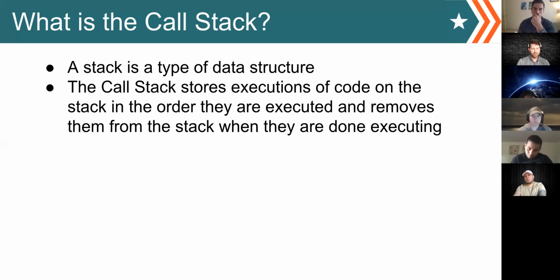So the call stack stores executions of code in the order they are executed and removes them from the stack when they are done executing. And this will make sense when we get into recursion. When one function starts executing and another function gets executed, it keeps adding on top. As long as all these functions are executing, they'll be placed on the call stack. And when one's done, it gets taken off the call stack.